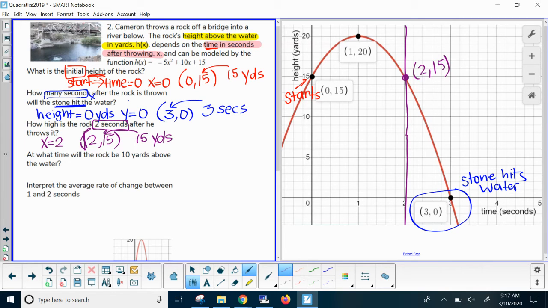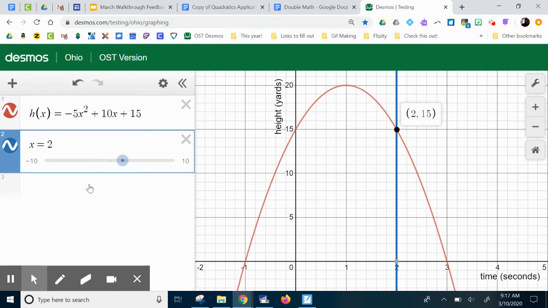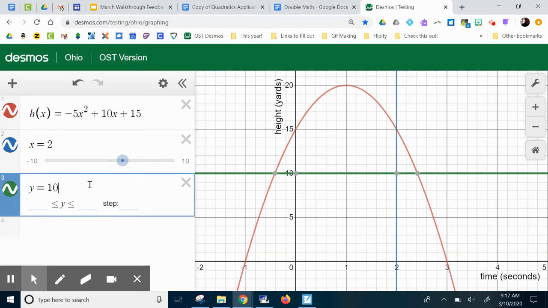Okay. At what time will the rock be 10 yards above the water? So this time, they're telling us 10 yards above the water. So that's a y equals 10. And again, I just look at my picture. Do I have any points that has a y of 10 right now? I don't. So I'm going to go ahead and type it in. So on Desmos, y equals 10.